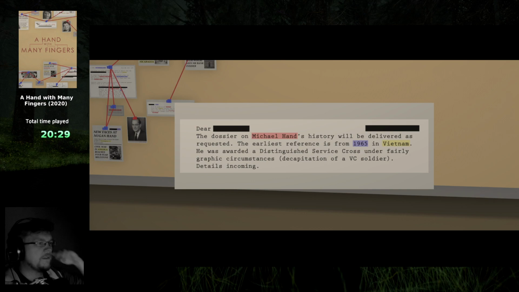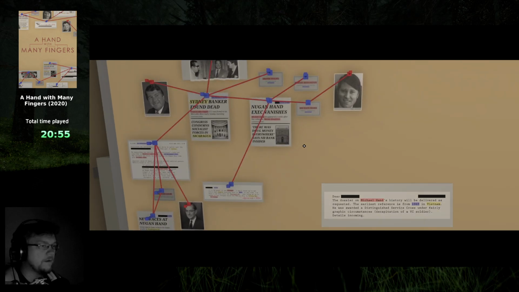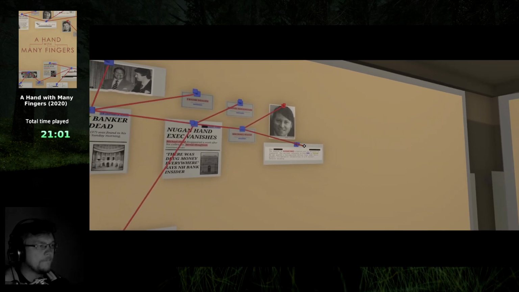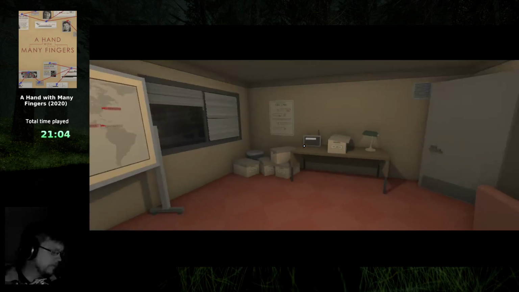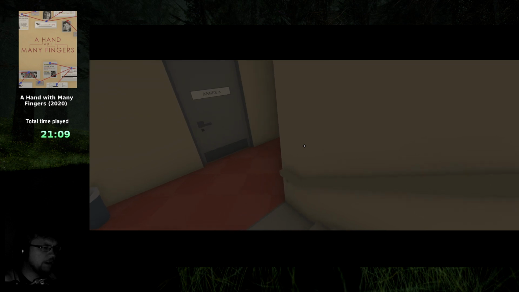Dear somebody, the dossier on Michael Hand's history will be delivered as requested. The earliest reference is from 1965 in Vietnam. He was awarded Distinguished Service Cross under fairly graphic circumstances. Decapitation of a VC soldier.